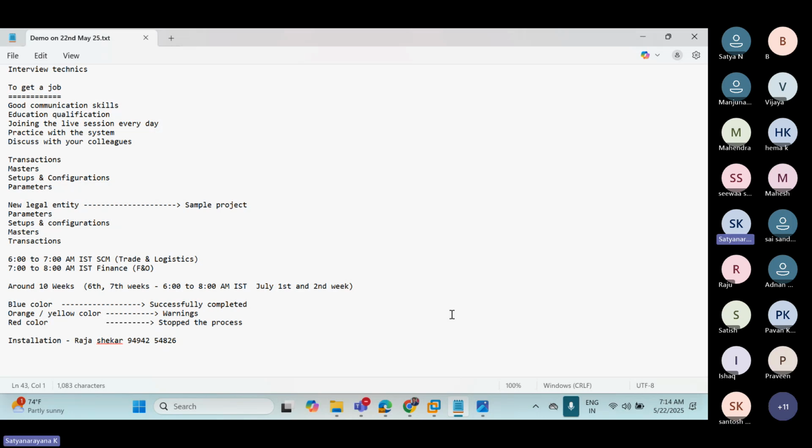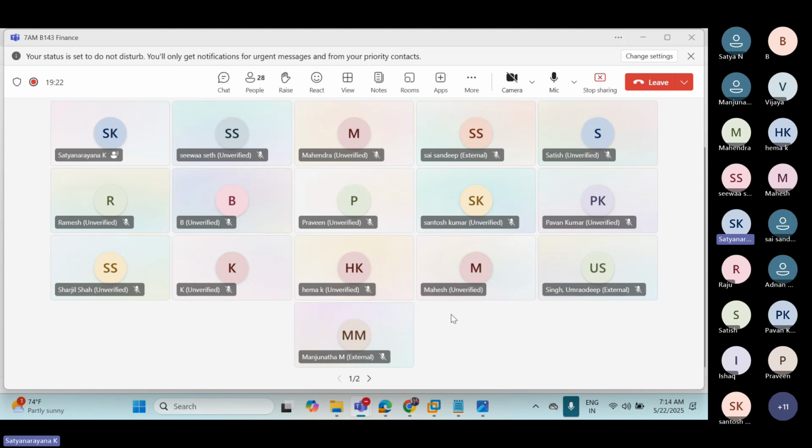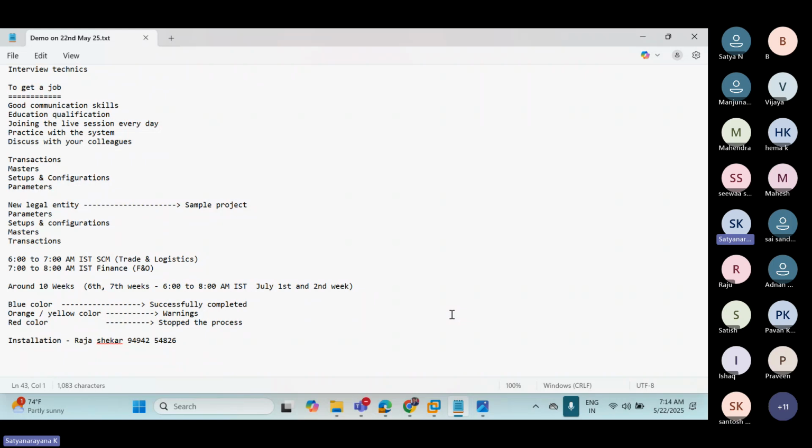Okay, this is my behavior. That is the reason I have a 1850-member WhatsApp community. In that community, around 60% of the people are my students, so around 1000 to 1100 people are my students.